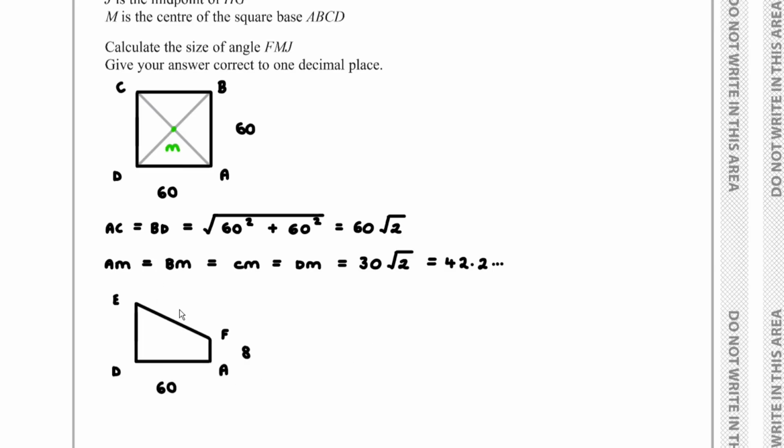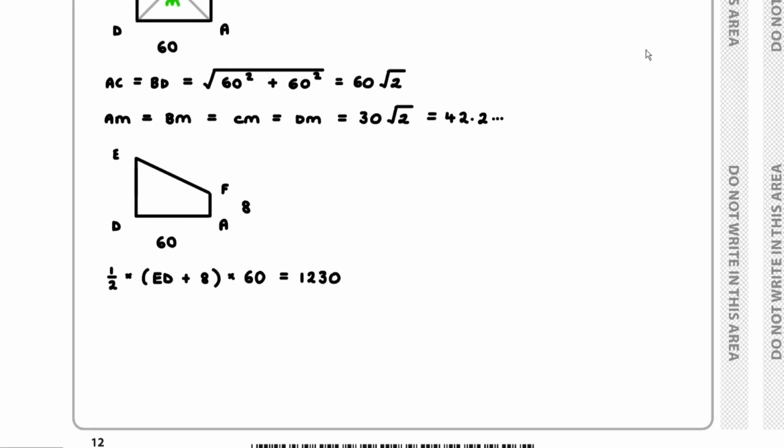Now, I've got this trapezium. I've got 60 for AD and 8 for AF. The area will be given by 1/2 times (ED + 8) multiplied by 60, and this is equal to 1230. And if that's the case, ED, which is also equal to CH, is equal to 33.